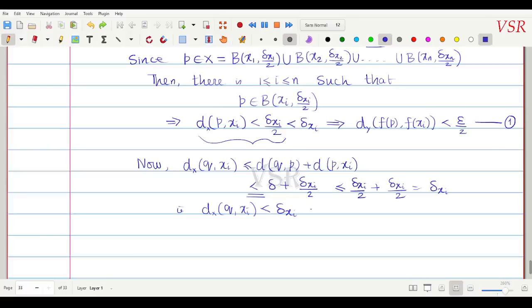Then this must imply that the distance between f of q and f of xi is less than what? It is less than epsilon by 2. So I call this my 2.